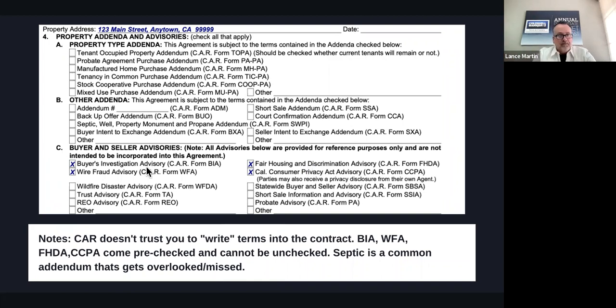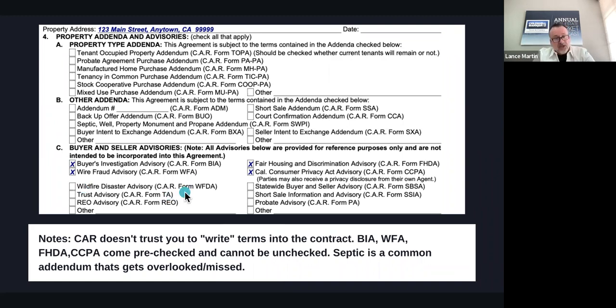Okay. So the buyer's inspection advisory, BIA, we will go through that entire form later. The wire fraud advisory, we will go through that entire form later. Fair housing and discrimination advisory, same thing. And then the California Consumer Privacy Act. So we've already actually gone through these. I think we've gone through all of these except for the buyer's investigation advisory. Why have we gone through these? Because we went through these forms when we did the listing package. Okay, so they're there by default.